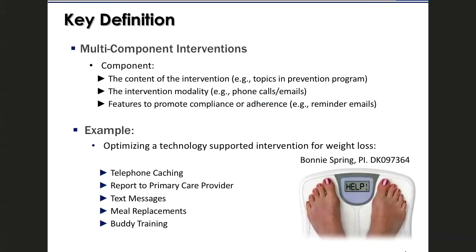Telephone coaching, report to primary care provider about progress, text messages, meal replacement, and body training. This means that they train family members and friends to be supportive of weight loss. And we're going to use this example throughout.